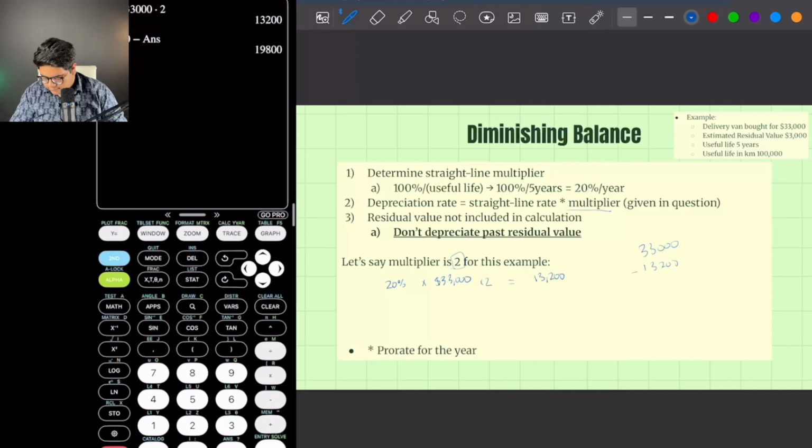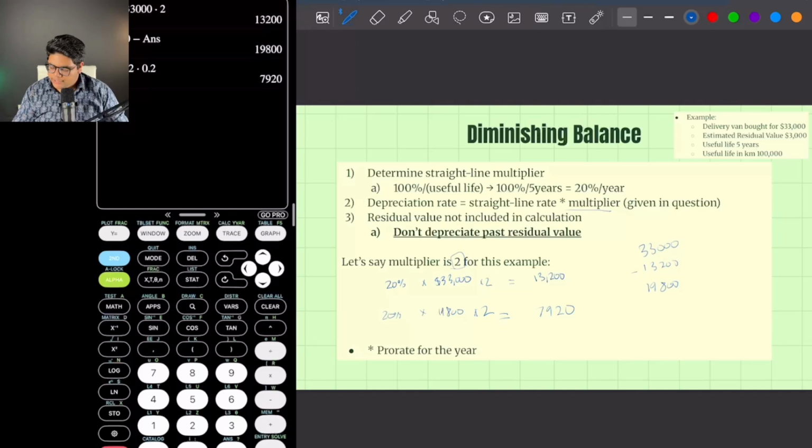And for this, you get an answer of 19,800. This is your total depreciable value at the end of year one, at the start of year two. So now let's say for year two, again, we use the 20% times the 19,800 times 2 equals, your second year depreciation would be 7,920.